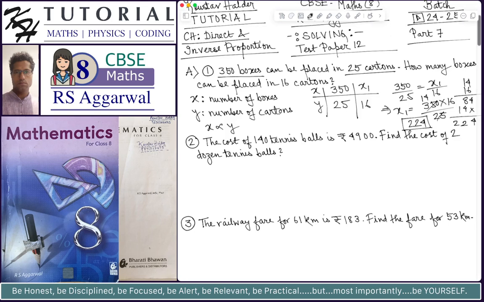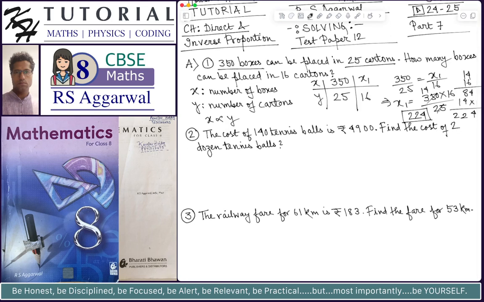Okay. Let's do problem number 2. The cost of 140 tennis balls is rupees 4900. Find the cost of 2 dozen tennis balls.